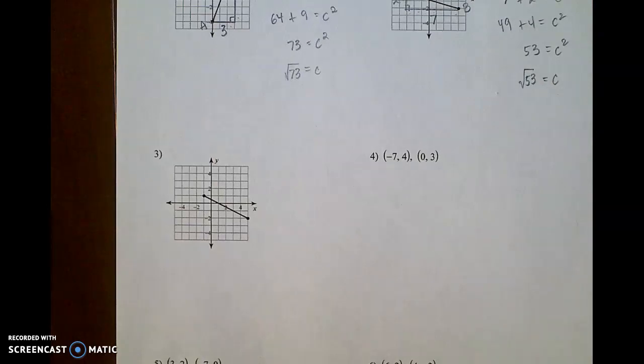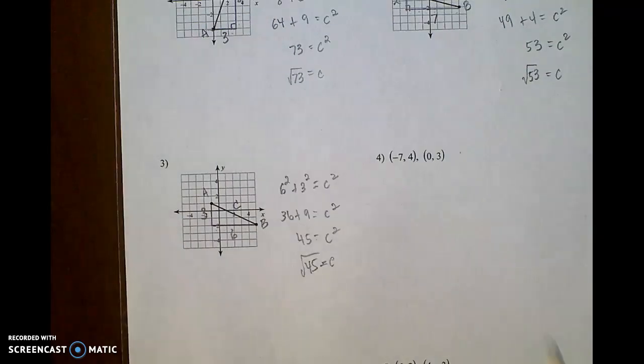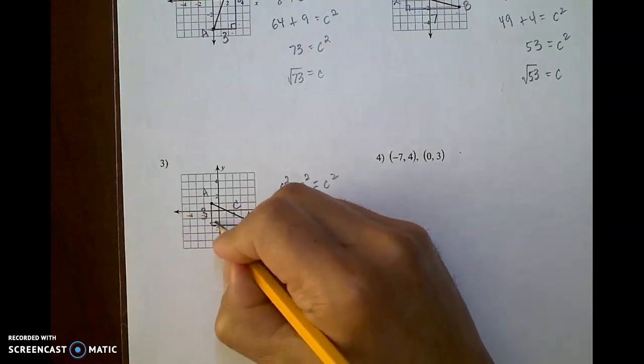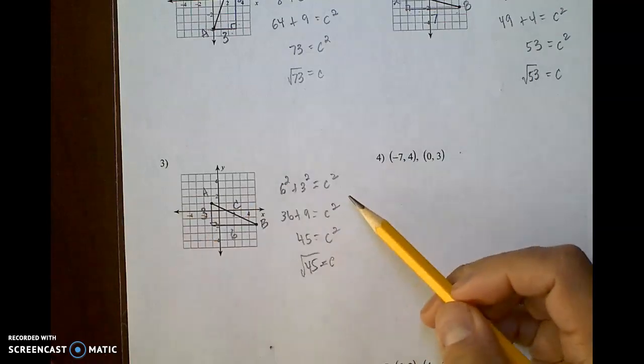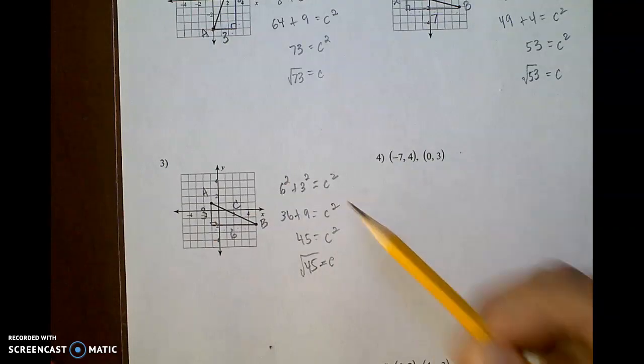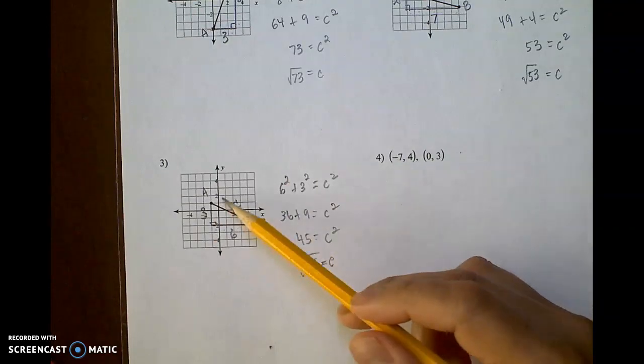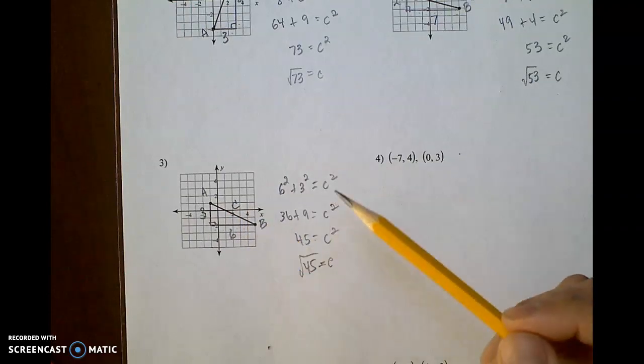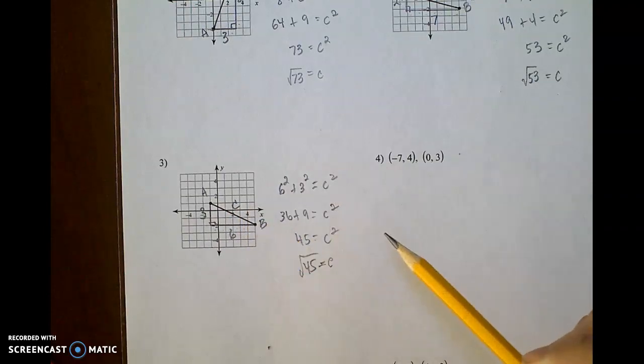Go ahead and pause the video right now and see what you get for number 3. Alright, this is what you should have gotten for number 3. Again, you're drawing in your vertical and horizontal sides, making your right angle to make a right triangle so that you can use the Pythagorean theorem to find the length of side c, which again is the distance between the 2 points. So you get the square root of 45.